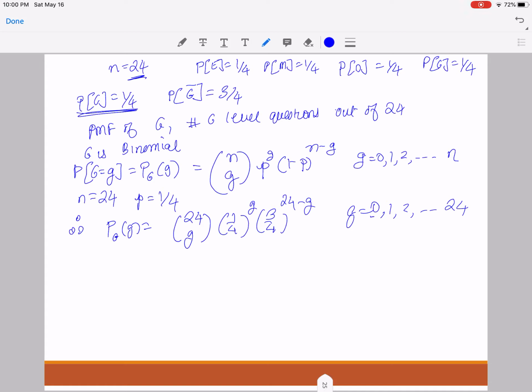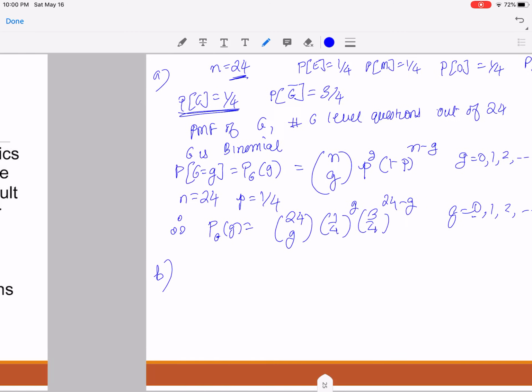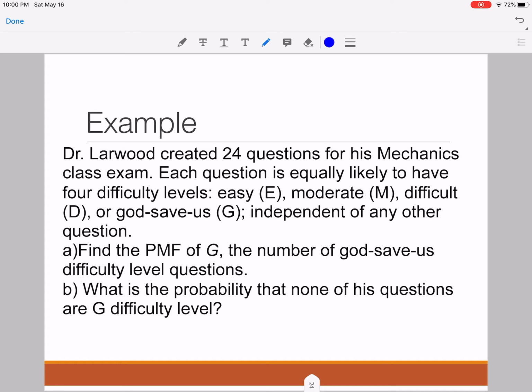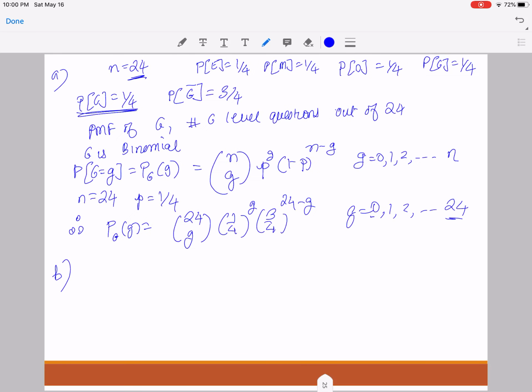Either you can get no questions that are of level G, or you may get all of them that are of level G. So that's the probability mass function, the generalized probability equation to solve probability problems with respect to this particular problem. So that's part A. Once you have derived your PMF, everything else just becomes plugging and chugging of proper values. So the only challenge will be to plug in the proper values, and that's about it. In part B, we are interested in finding the probability that none of the questions are of G difficulty level.